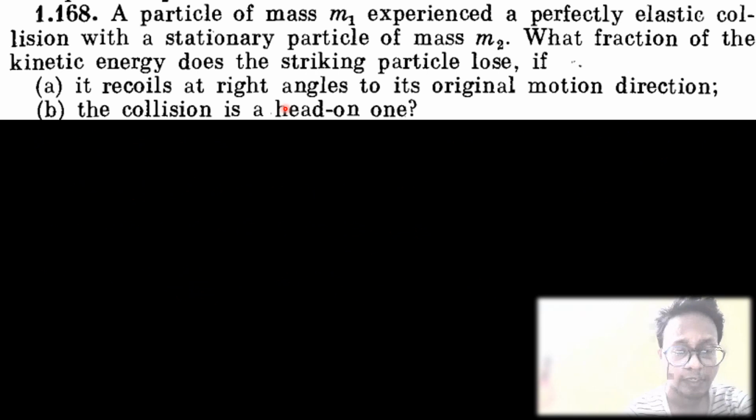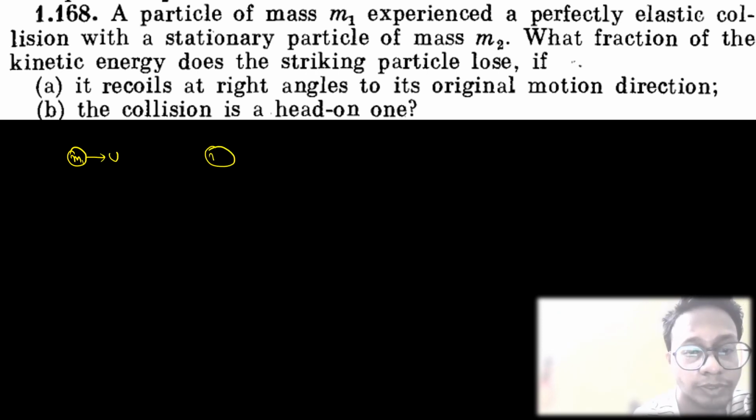Now for the second part of the problem, it has the same problem statement where a mass m1, which was initially moving with u, collides with another stationary mass which was at rest. So after collision, what will happen?